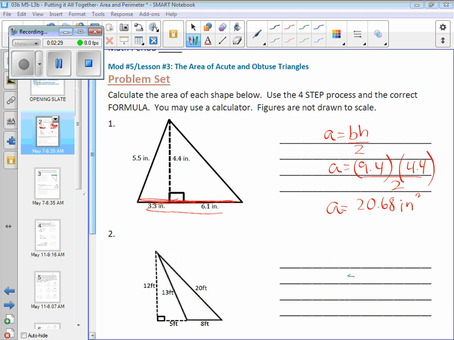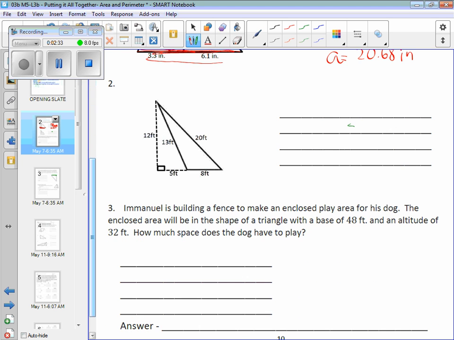Hi, Logan. Number 2. First thing I'm going to ask you is who wants to come up and highlight our base? Charlie. Everybody get 8 as our base? Yes. Why not 13?